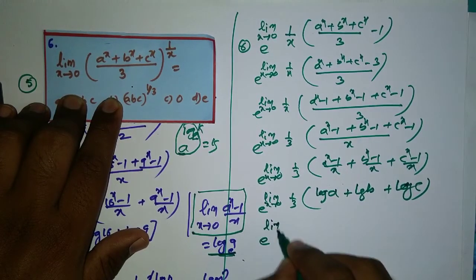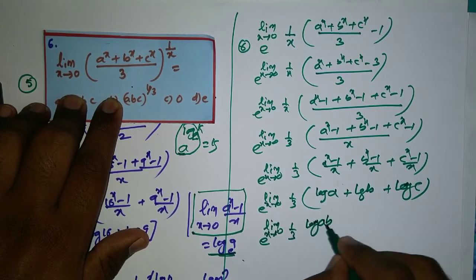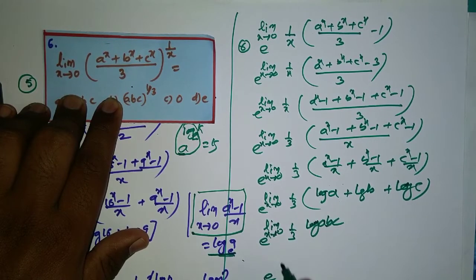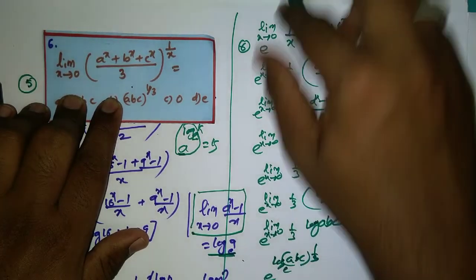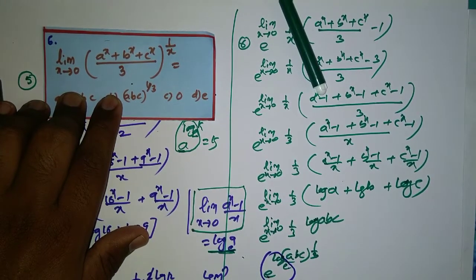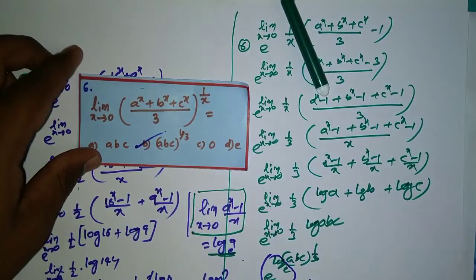So e raised to limit x tends to 0. So 1 by 3 into (log a plus log b plus log c), nothing but what here? log abc. Here you don't have any exponent, simply remove the log, e raised to directly. So what is your answer here? 1 by 3 log abc. This I am writing as what here? log (abc) to the power of 1 by 3. Here base should be what here? e. Once again, as I said, this e same, this part completely cancelled out here. What is the answer here? abc to the power of what here? 1 by 3. Hence option number B is correct here.